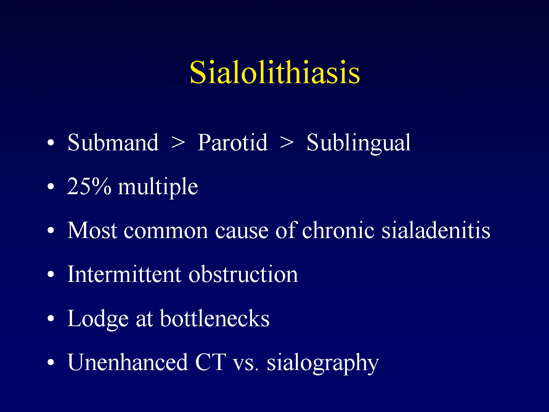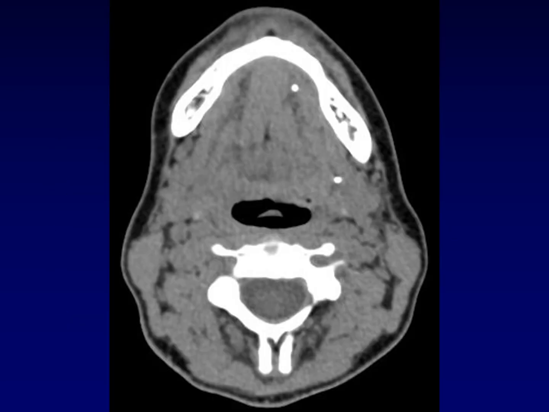There are multiple ways to look for sialoliths. Unenhanced CT is by far the most common way to do so, although traditionally sialography has also played a role in this evaluation. Less so nowadays. Here's an example of 2 calculi lodged at the classic location.